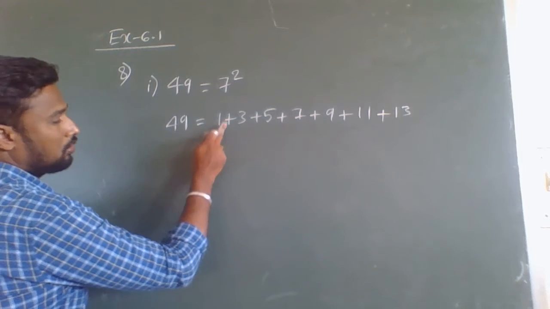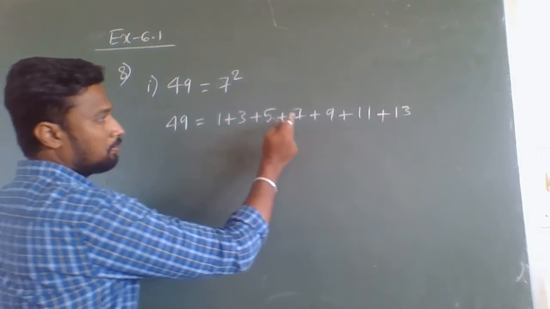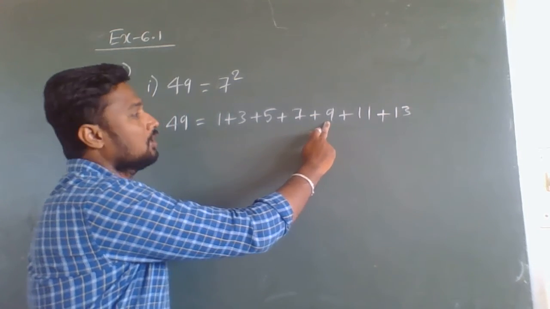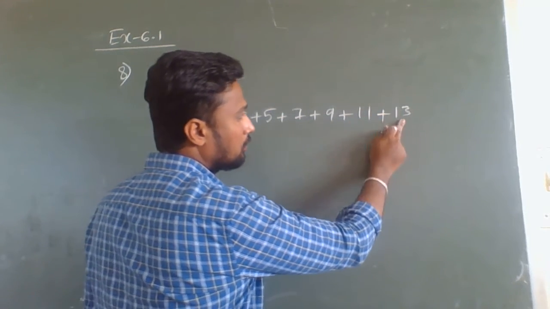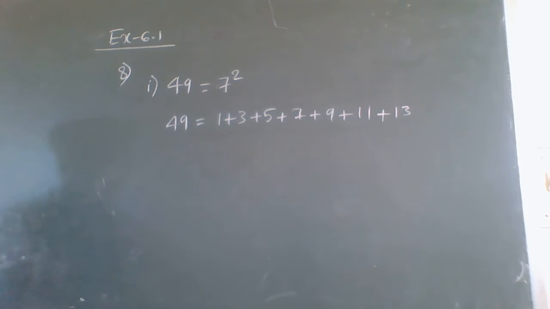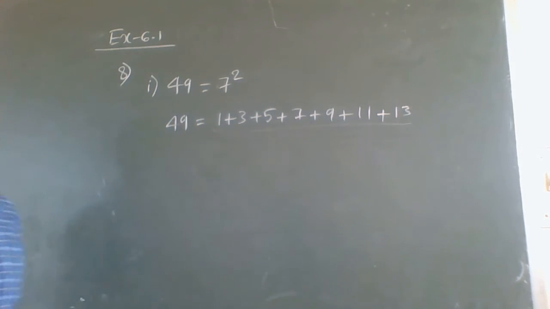You can check here. 1 plus 3, what will you get? 4. 4 plus 5, 9. 9 plus 7, what will you get? 16. 16 plus 9, what will you get? 25. 25 plus 11, 36. 36 plus 13 means 49 is the answer. So this 49 can be represented as the sum of the first 7 odd numbers.